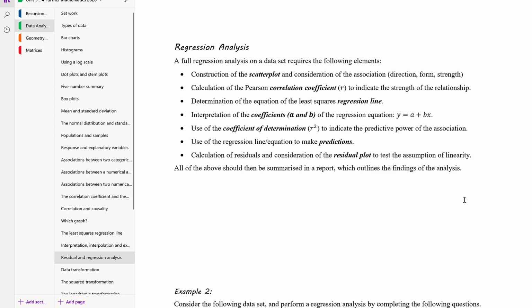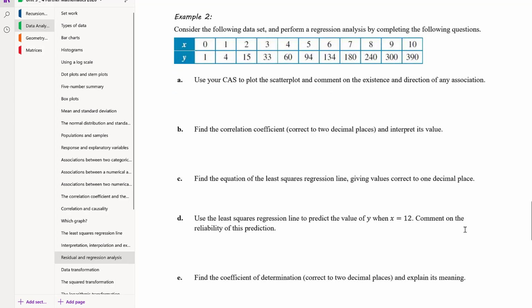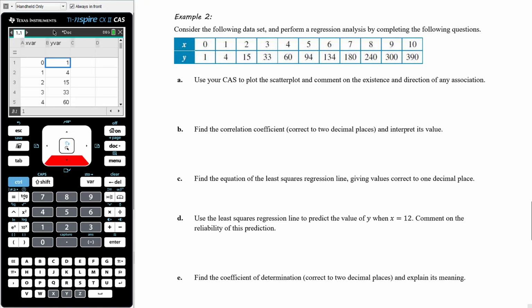Okay, so all the things we've done in this chapter, doing all of that with a data set would be considered performing a regression analysis, and then we can obviously summarize those details. Alright, so let's have a look at an example. I'm just going to bring my CAS back up. I'm just going to pause while I start a new document and enter that data in, and I'll come back to you once I've done that.